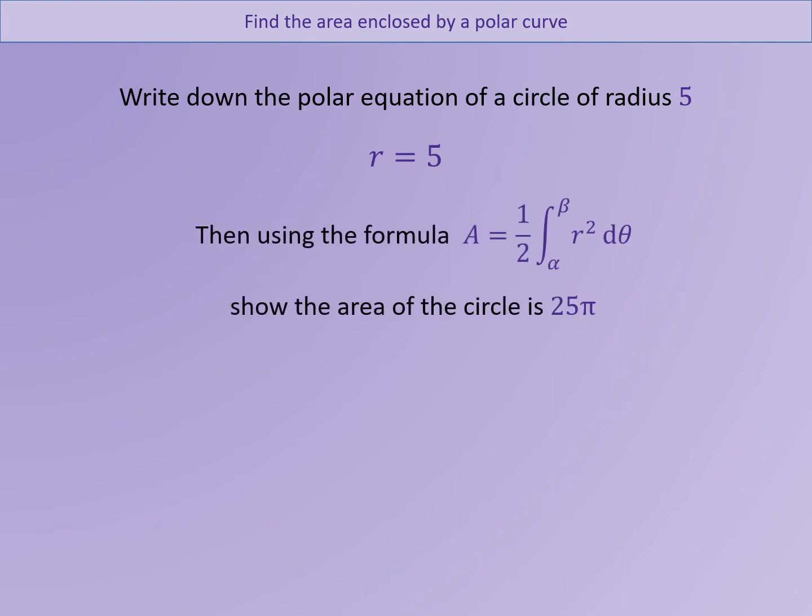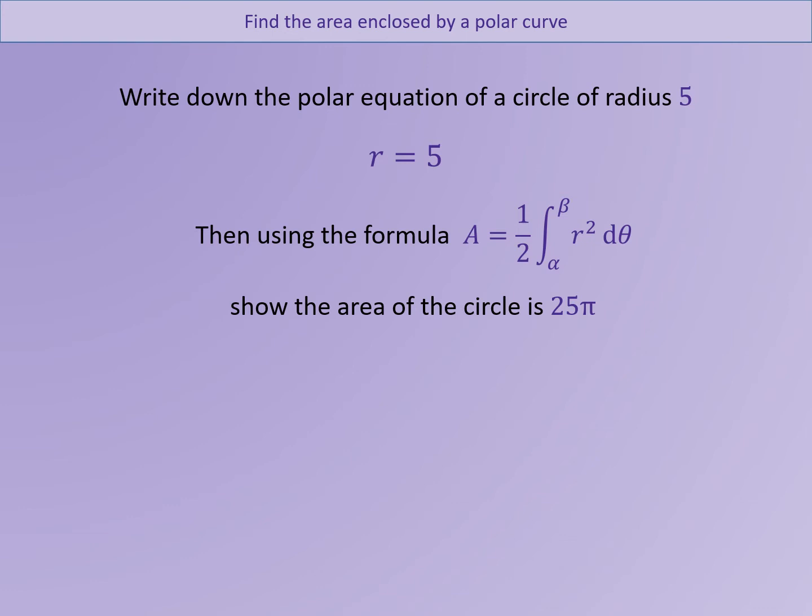So if I want to work out the area of that circle, and I use the formula that I do normally, I notice that the r squared is going to be 25. What I want you to do is to show me that the formula actually works. It actually gets you the area of the circle you expect, which of course is 25 pi. So have a go at that yourself.